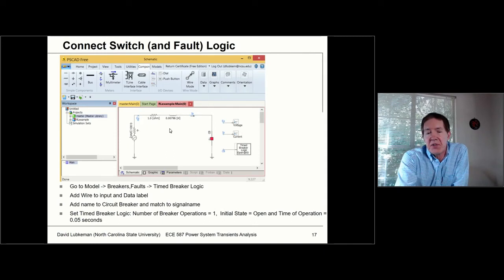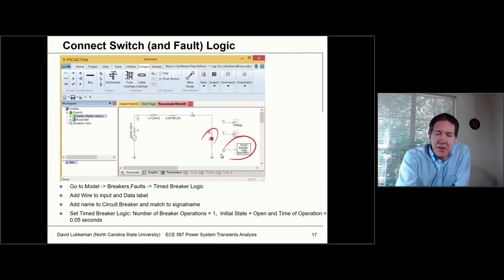Something else you need to do too, if you have a switch in here, you would have to have some logic that's driving that switch. And so you would have to set up what we call time circuit breaker logic, which we also go into in the video, that basically ties to this circuit breaker model.